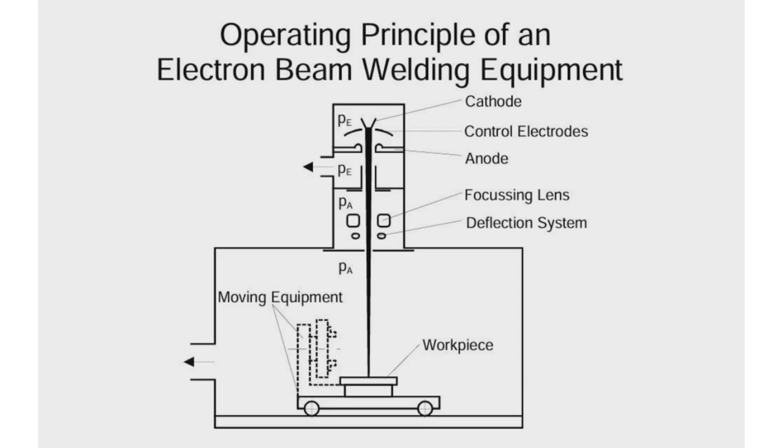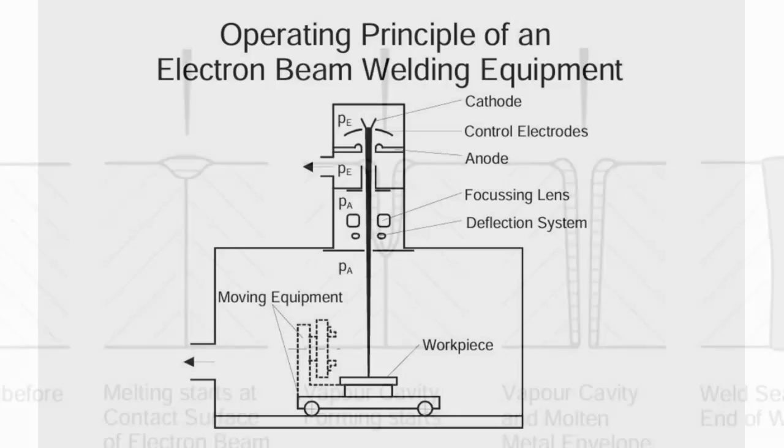in a vacuum chamber. An arrangement of deflecting systems is used to make the beam move. The work can also be moved along different axes so that the welding location is accessible. Welding can be carried out with or without a filler metal.